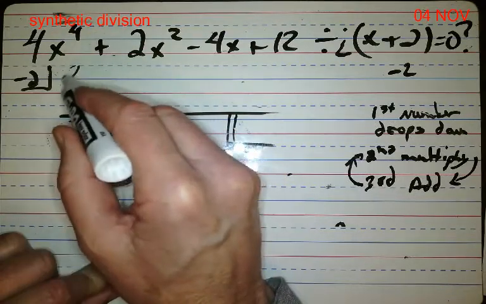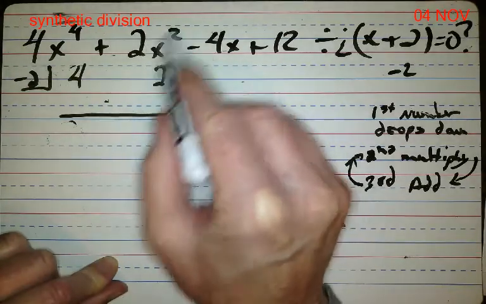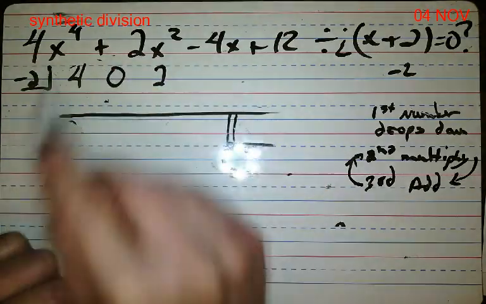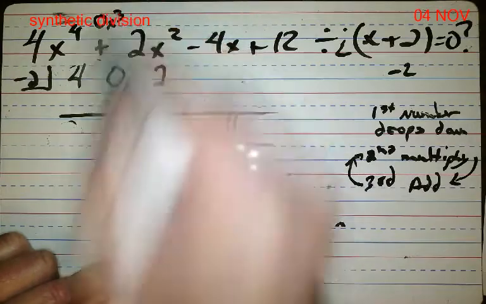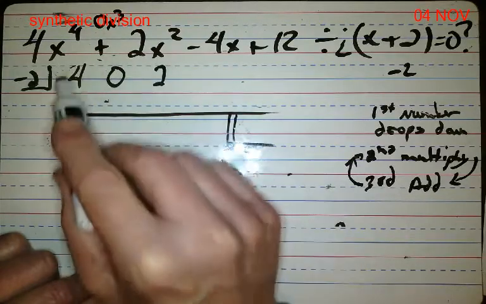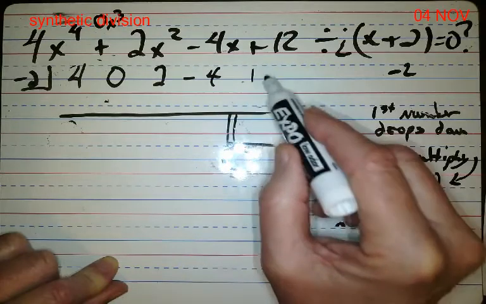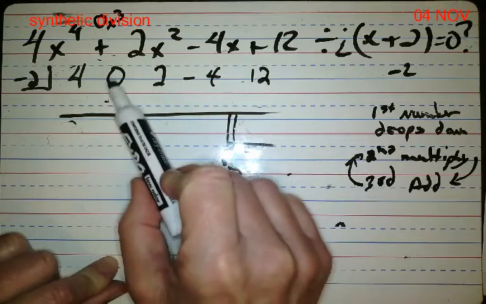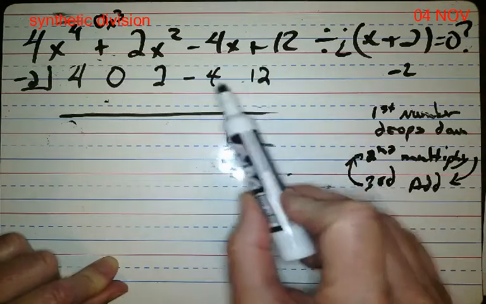Here's another tricky thing. There's an x to the 4th, and there's an x to the 2nd. And where's the x to the 3rd? There's not an x to the 3rd, but you have to leave a place for it. So x to the 4th, x cubed, x squared, x, and then 12. That's the way we're going.